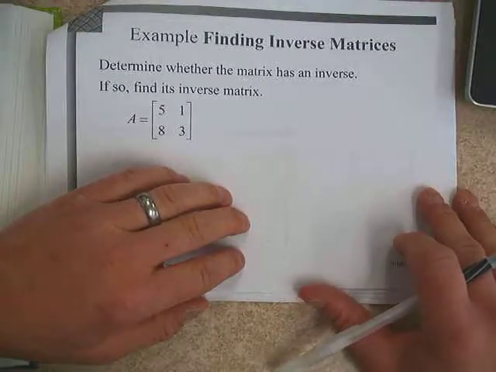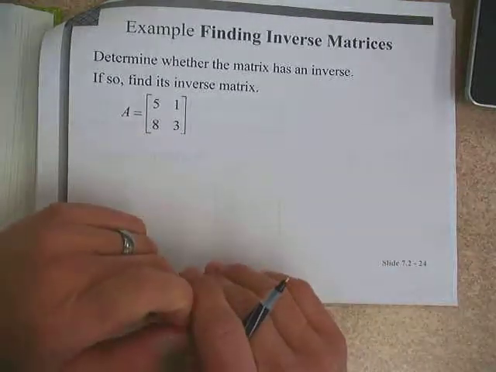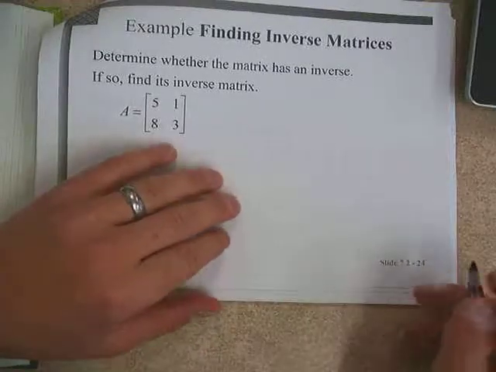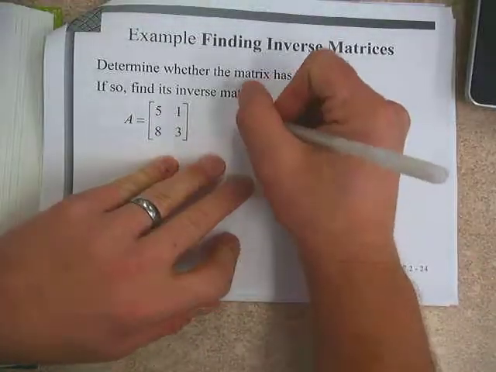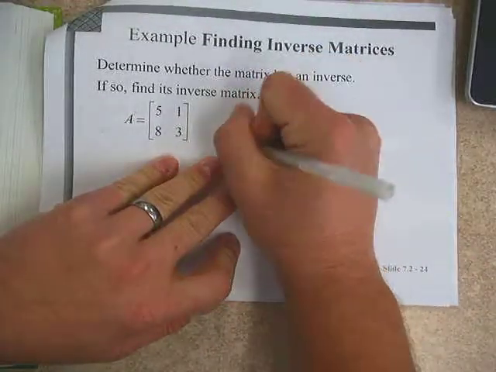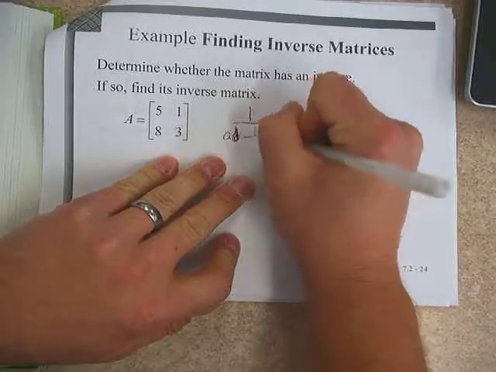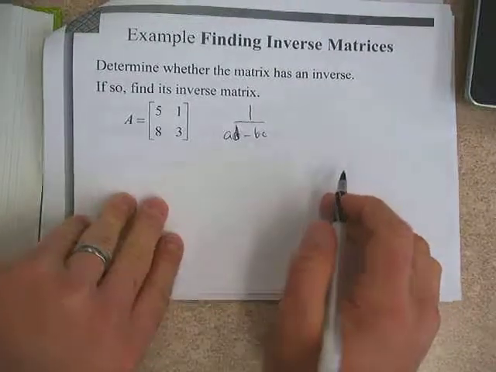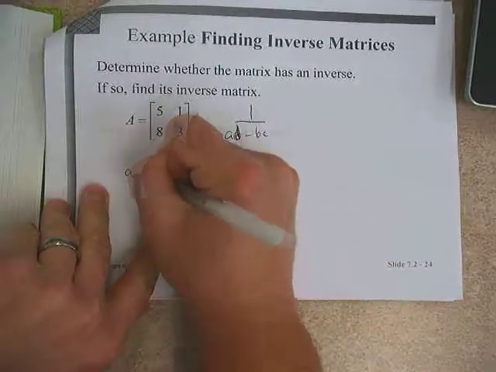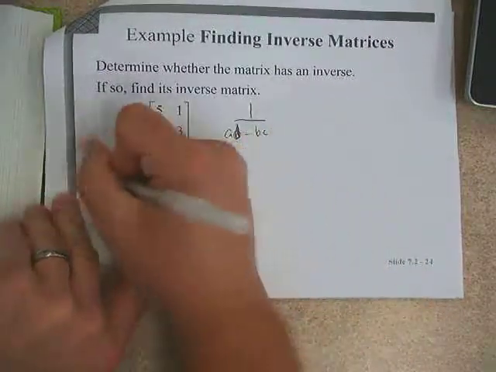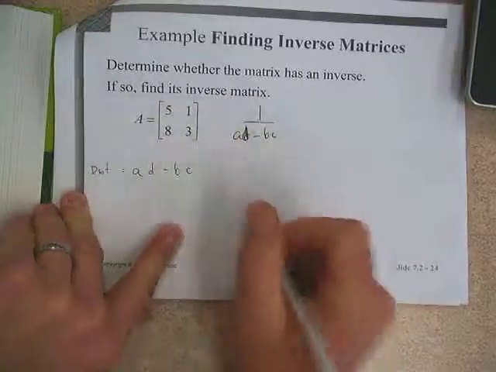We're going to go to this one. So this is our matrix A. We want to determine whether it has an inverse, and if so, we want to find the inverse matrix. So remember what we need out in front is 1 over AD minus BC. Okay. So let's figure out what that is first.